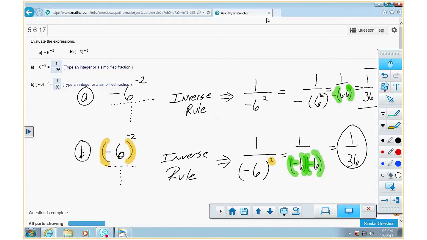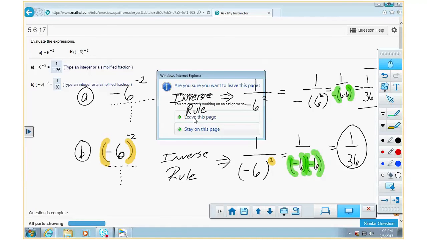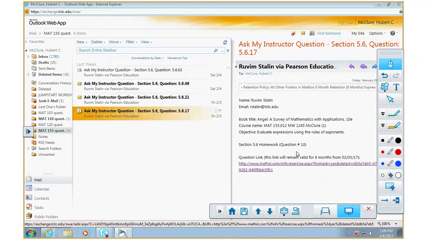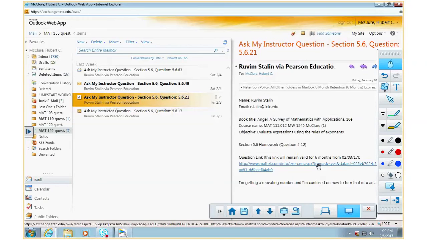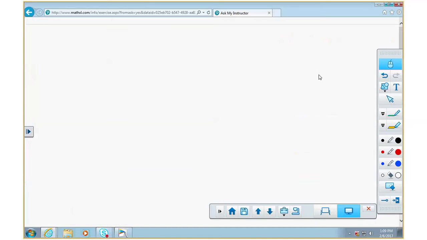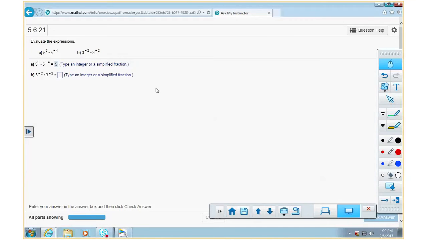All right, let's look at the next problem sent to us. Next problem, 21 in the book, number 12 online. All right, y'all try that one.